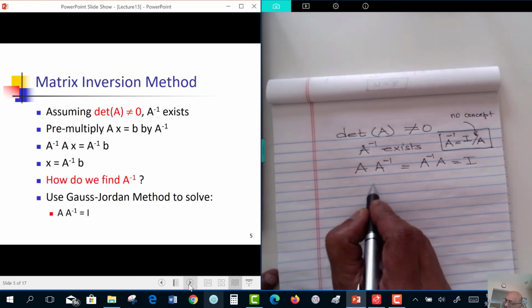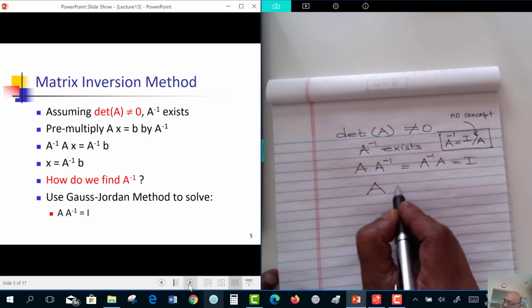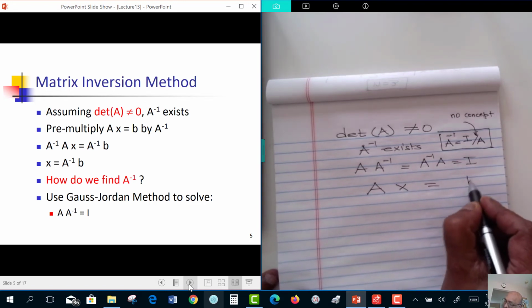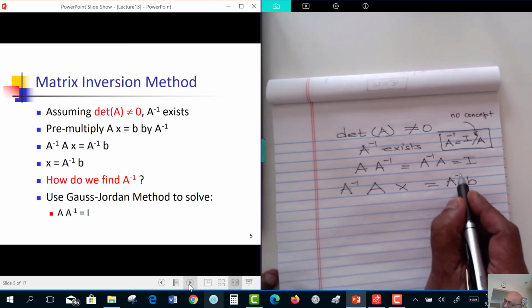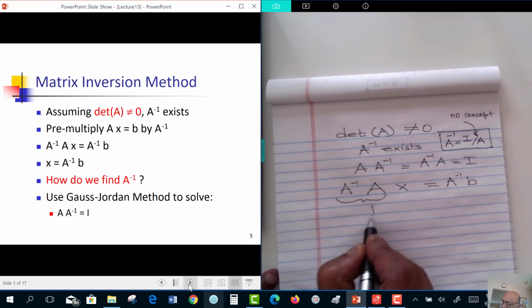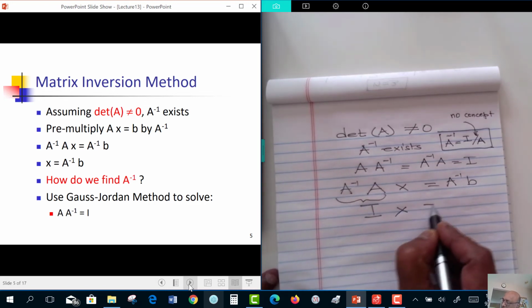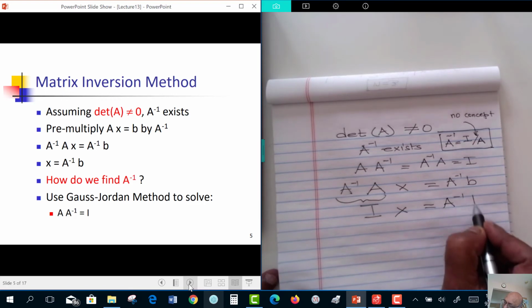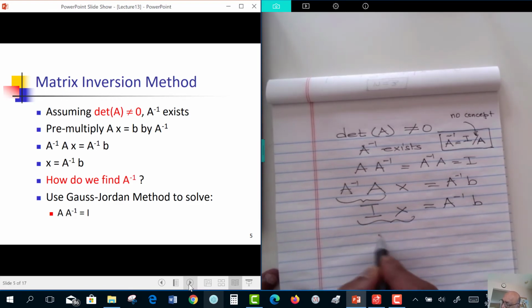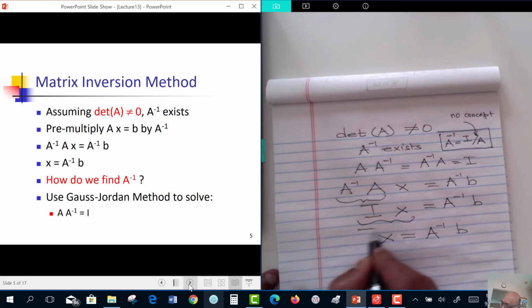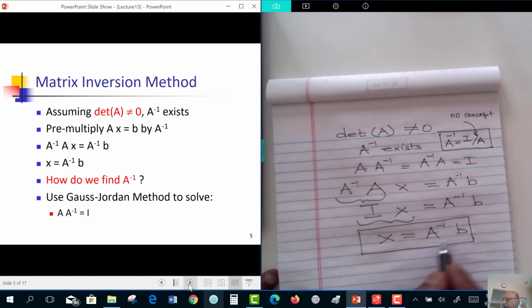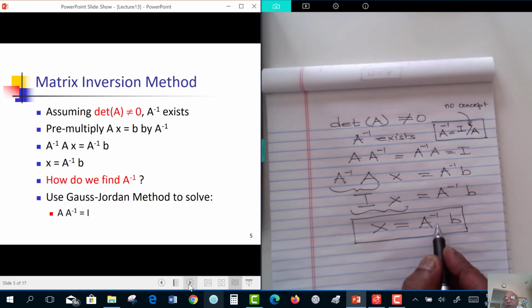But anyway, what is the advantage of having A inverse? Suppose we have a system AX is equal to B. We pre-multiply both sides by A inverse. And you can see this is I. And of course, I times X is just X. So if we had A inverse, we can just get X by multiplying A inverse by B. But the question is, how do we find A inverse?